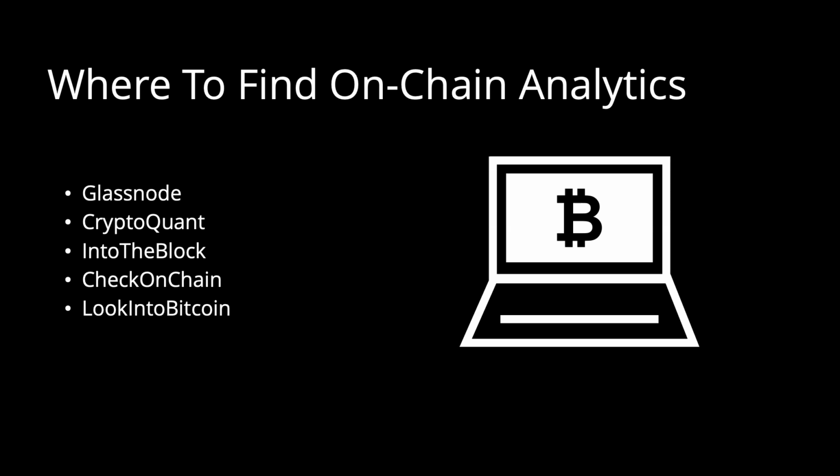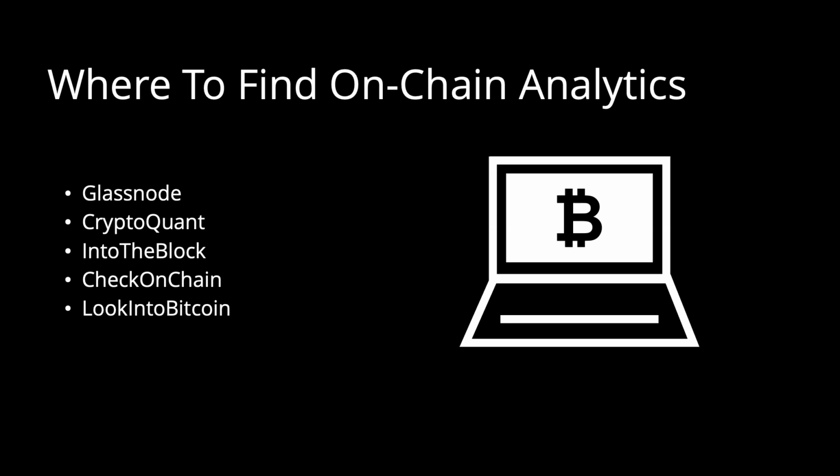And then the last two, which are Check on Chain and Look into Bitcoin. These two are completely free. So that means you don't have to pay anything. You can go to these websites, and you're not going to get everything that you're going to find on Glassnode and CryptoQuant, but you're going to get some of it for completely free on Check on Chain and Look into Bitcoin. So if you don't want to spend any money, those are the ones that you should be looking into.